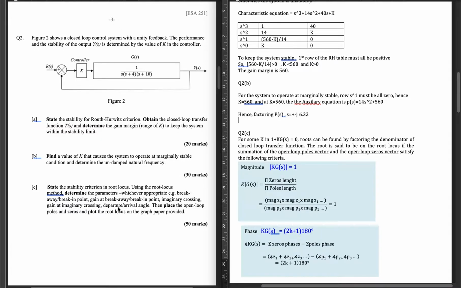These parameters depend on the system that we have. Some systems do not have certain parameters here, so we have to depend on the system. In this case, we have to plot the root locus using the root locus rules method.